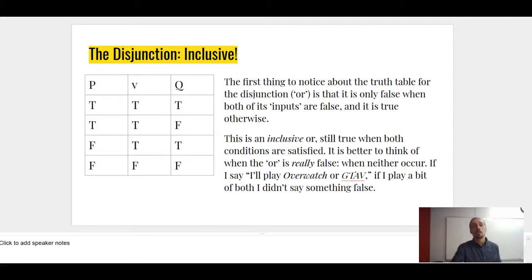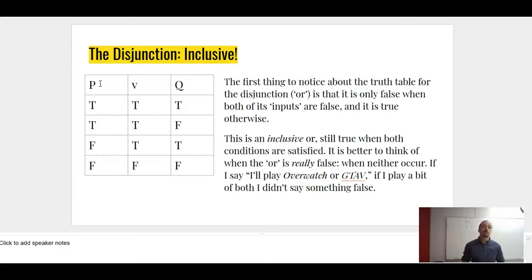Now I'm ready to move on to the next truth table, which is for the disjunction, the or. The first thing you want to notice about the disjunction here is that, again, we are joining two components. In this case, we're going to be joining just two atomic sentences, P or Q. But later on, we're going to see that it's quite possible to join more complex sentences together as long as we keep up this binary separation. But that's for later. Now, the first thing to notice about this truth table is that it's only false in one case, when both of its inputs are false and it's true otherwise.